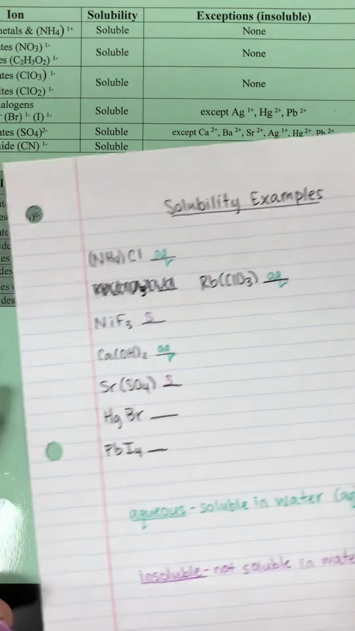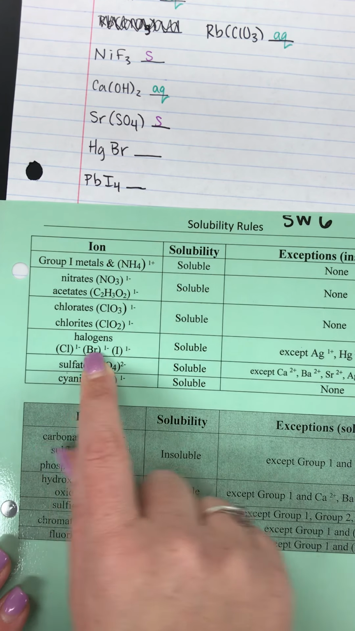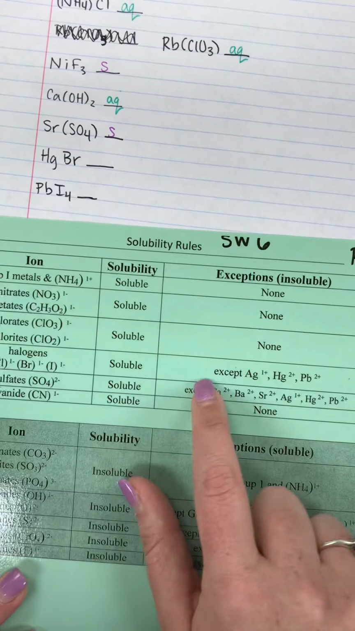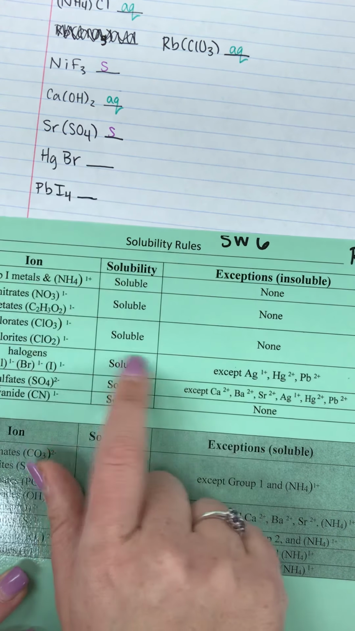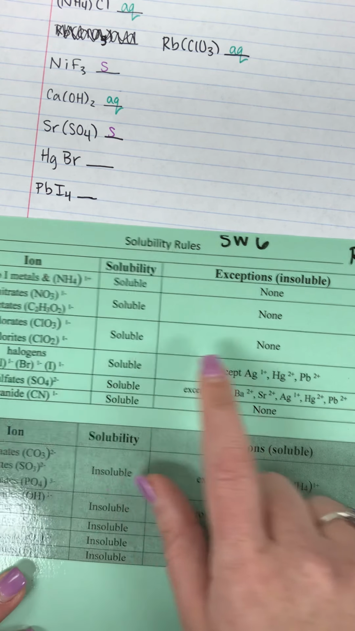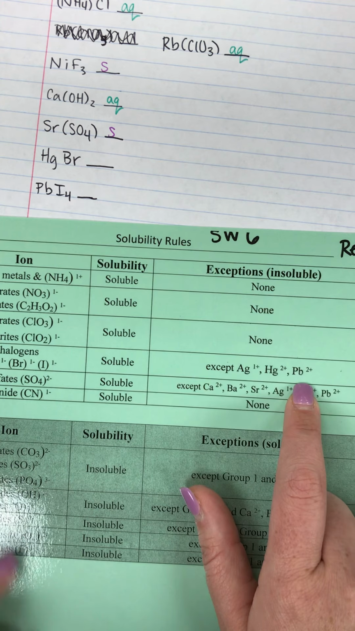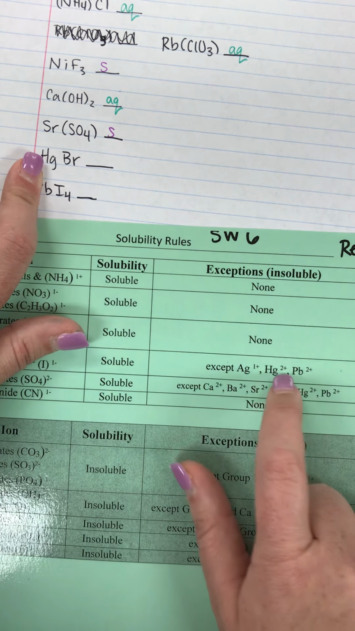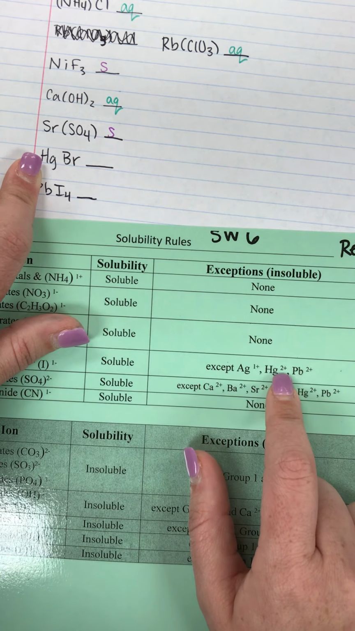Okay, next is BR. So see if we can find BR on our list. That is right here. These are the halogens. It's soluble, and there are some exceptions. So we need to make sure and see what our compound is with. So we already looked at the BR part to figure out that it's soluble for the most part, except when it's with AG, HG, or PB. And ours is with HG, but I want you to pay attention to something. This says HG plus 2.